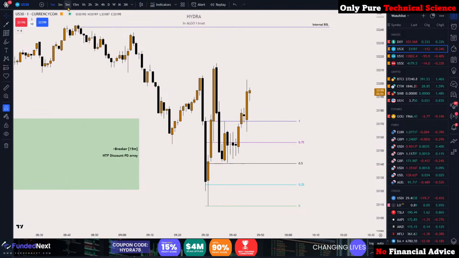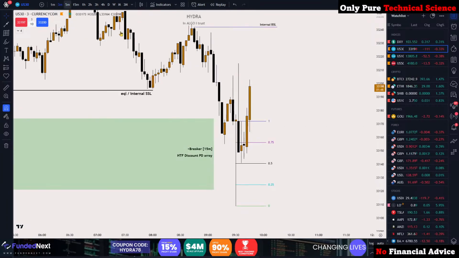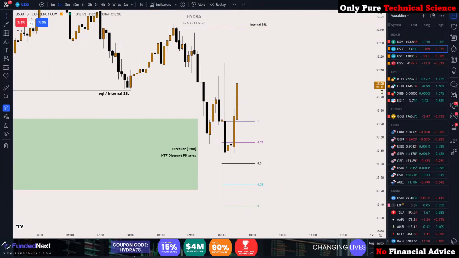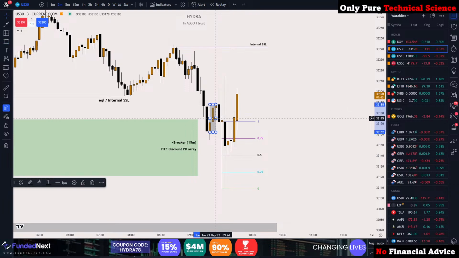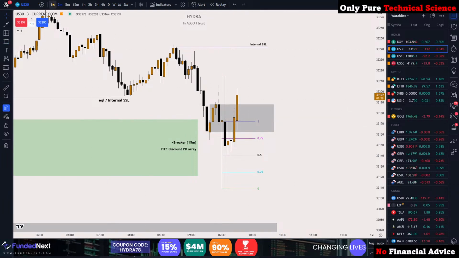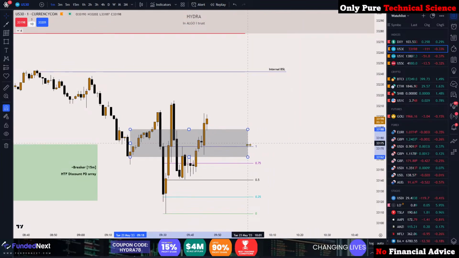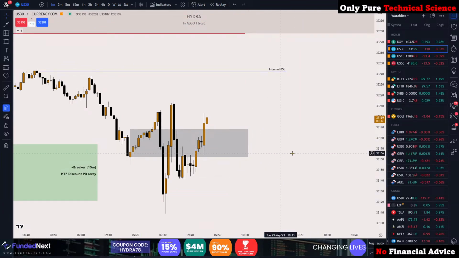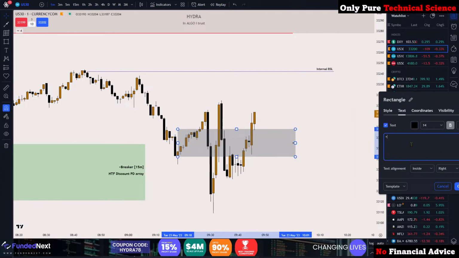US30 moved from our wick that I outlined from the upper quadrant. It didn't hit the consequent encroachment, and it's moving aggressively towards the buy side. Lower low, new lower low, our breaker block here. So if a retracement inside this breaker block is happening inside our macro 950 to 1010, then I'll take this trade.